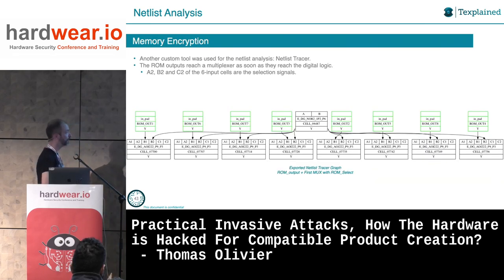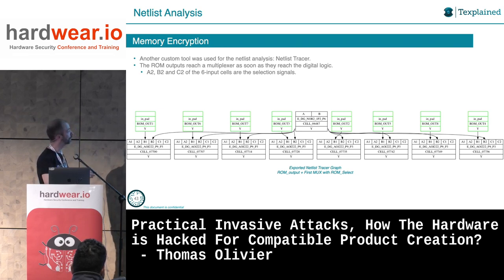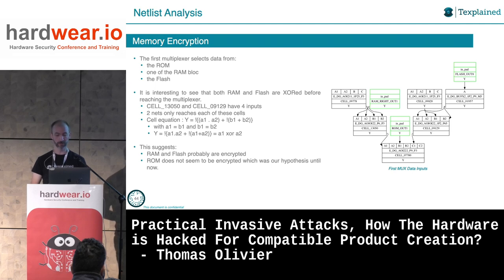Here, these are schematics coming from one of our tools that converts the netlist to this, and we can search things inside. What we see is basically the ROM outputs, and the first cell that they reach is a multiplexer, right? That's expected. I expect to have other memories in the design, and we know there's a flash and two RAMs, so having a multiplexer makes sense. If you start to trace, you will find the ROM and the flash are connected to this multiplexer, so that's the memory selection, okay?